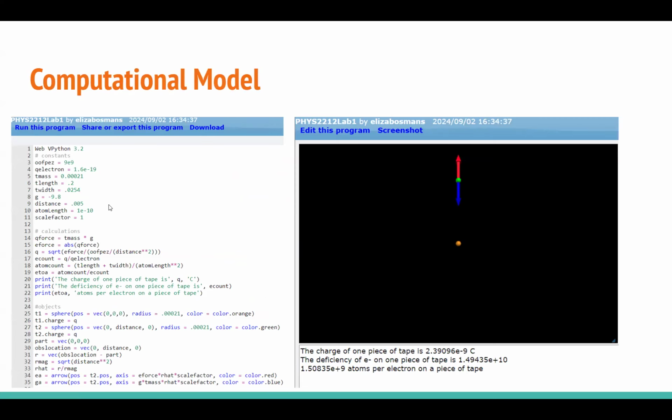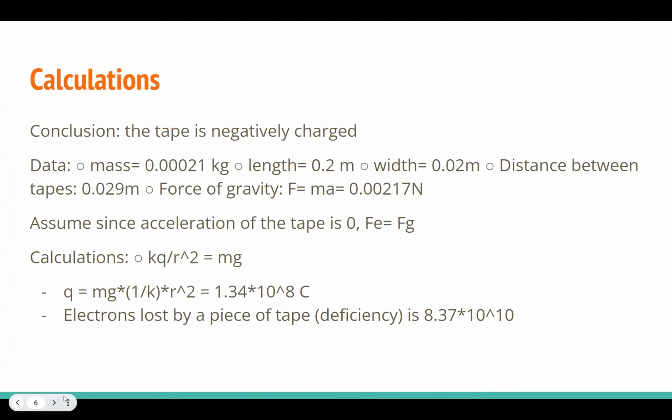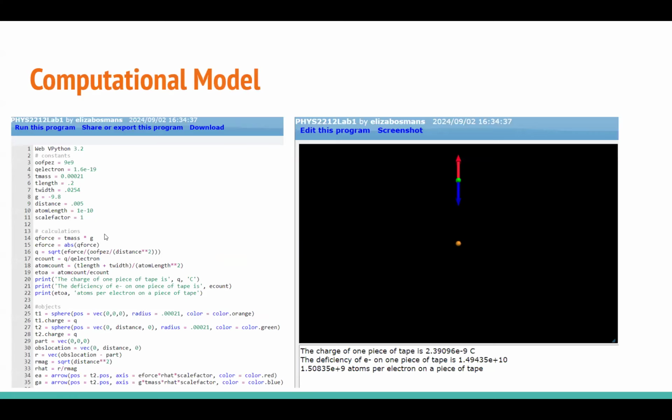These are all of the constants that we had. This is the value K right here, that 1 over 4 pi epsilon naught, charge of the electron, tape mass, tape length, tape width, gravity, gravitational constant, and distance, the atom length, which is another constant, and then scale factor for the image. And then this is the same calculation that was back here, where we set these equal to each other to calculate the charge on the U-tape using gravity because it is held in equilibrium whenever it's still like that.